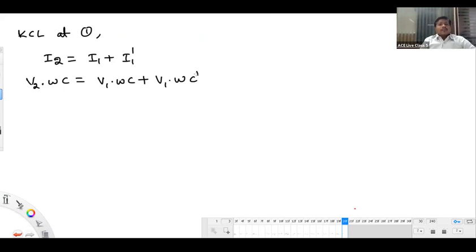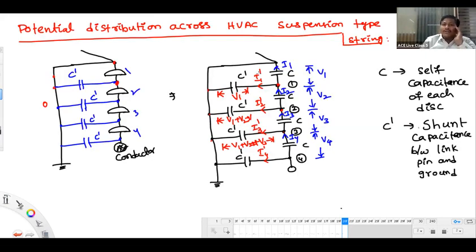Now, you send this omega C to the other side. So V2 is equal to V1 plus V1 into C dash by C. So this will be C dash by C. You are getting a ratio between the shunt capacitance and the self capacitance. That ratio we are going to call some constant K.